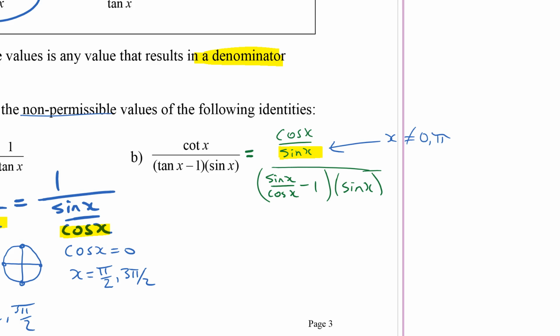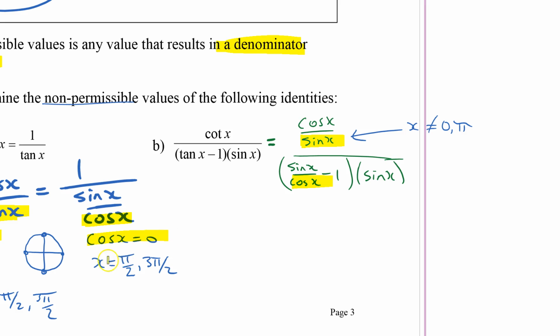And then we've got this one, this cos, and we sort of did that one already, right? Over here we said when cos is equal to 0, it's pi over 2 and 3 pi over 2. So I'll write that out. I'll say here, x cannot be equal to pi over 2 or 3 pi over 2.